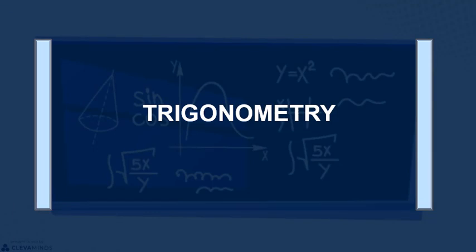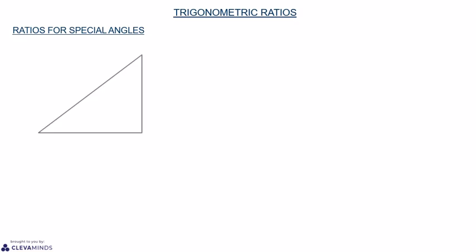In this section today, we'll be looking at ratios for special angles. The special angles that will be considered are between 0 and 90 degrees, that is, 0 degrees and 90 degrees, right? Good.